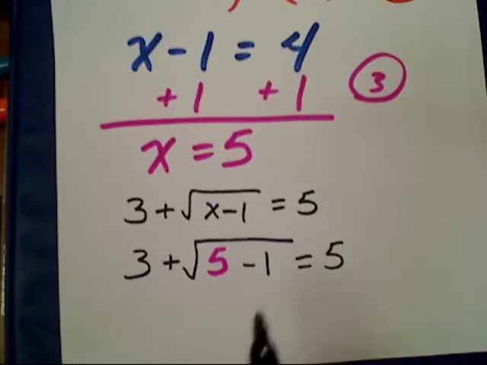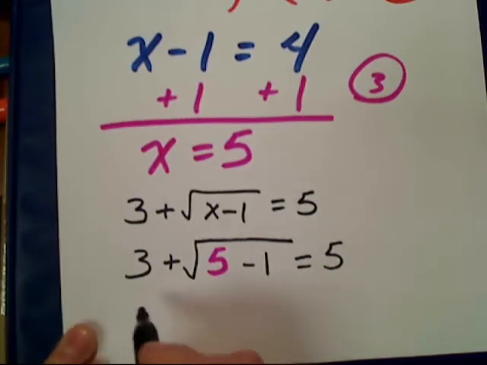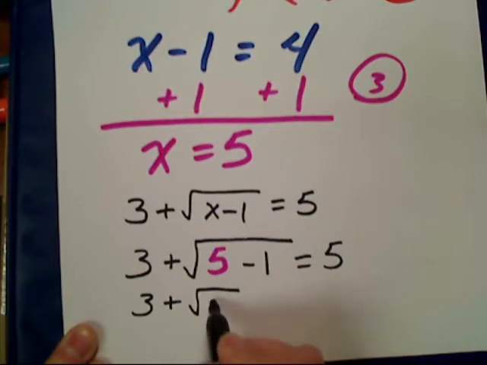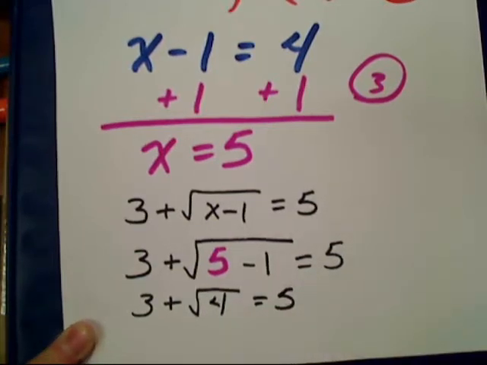Like I said before, a radical is like an assumed set of parentheses, so we have to simplify what's inside here first. 5 minus 1 is 4. You still have the radical sign. We haven't done anything with that. Now that it's just a single value under there, I can simplify.